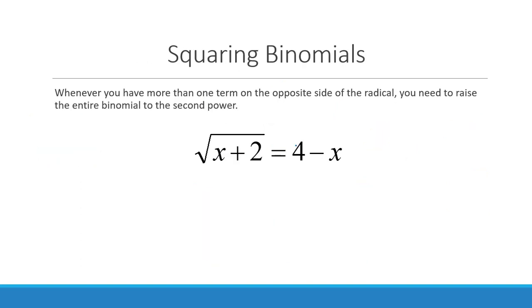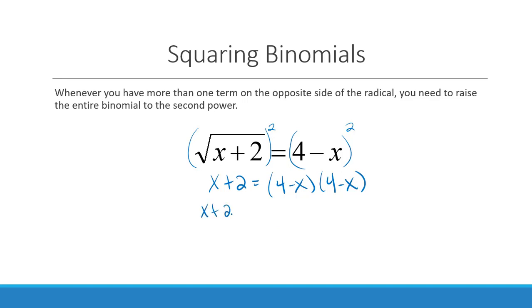Now, if you have multiple terms on the right-hand side here, this is where you have to really be careful. So I'm going to raise both sides to the second power, but notice how I write this right-hand side. I didn't just write it as 4 squared. I didn't just write it as x squared. I wrote it as 4 minus x squared. So the left-hand side is just going to leave us with x plus 2. But the right-hand side, I'm going to rewrite as 4 minus x times another 4 minus x. It's this whole thing being raised to the second power.